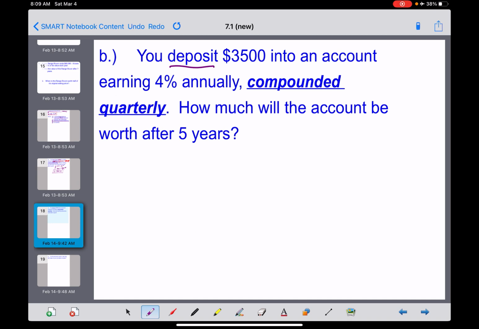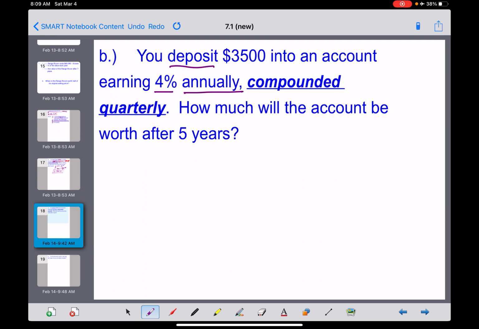You're going to deposit $3,500. Let's say for you guys at your age, you worked all summer at a job and you were careful and you didn't spend your money. This is what you ended up with here. You're going to take that money and you're going to put it into an account that earns 4% annually, meaning 4% per year, and that's going to be compounded quarterly.